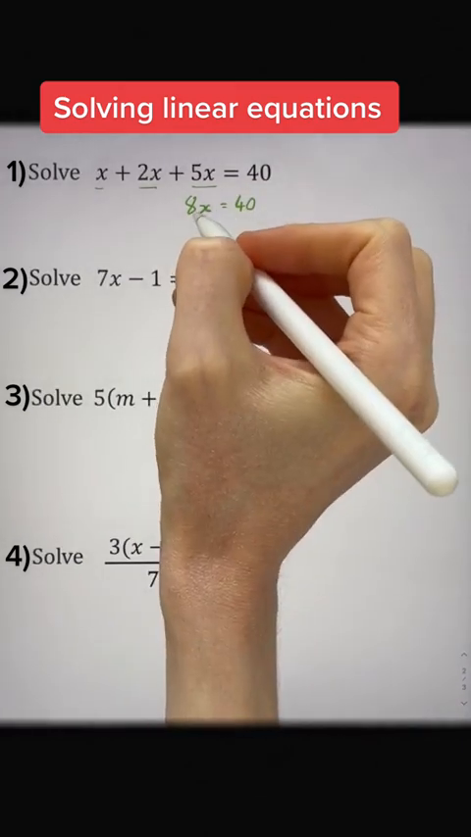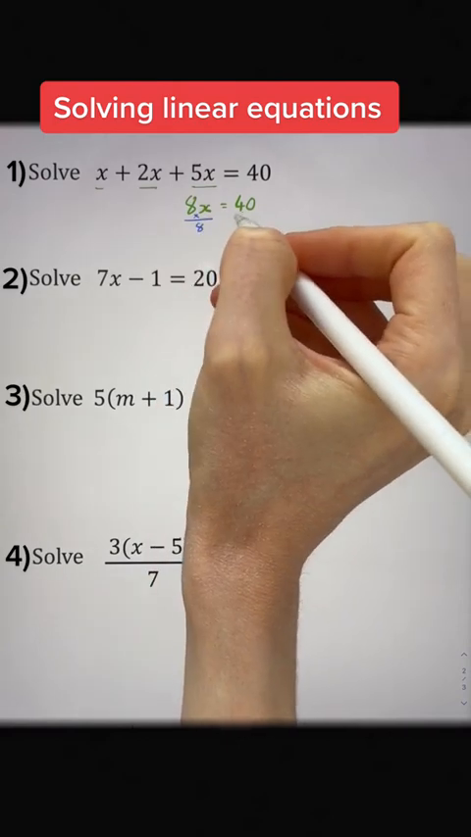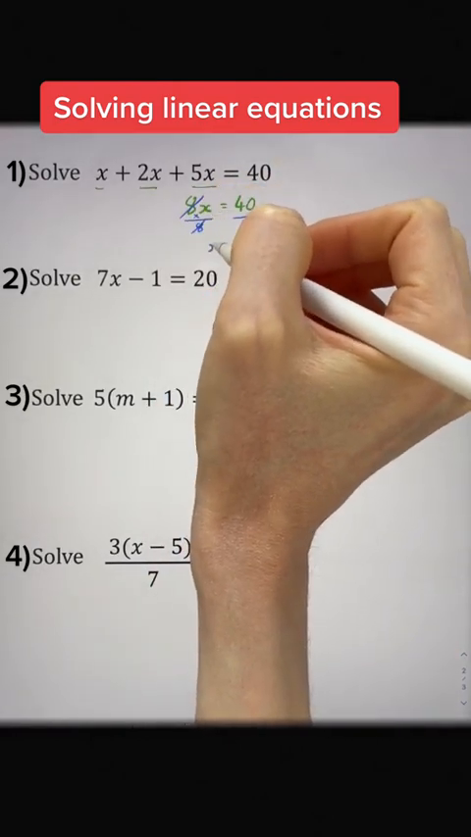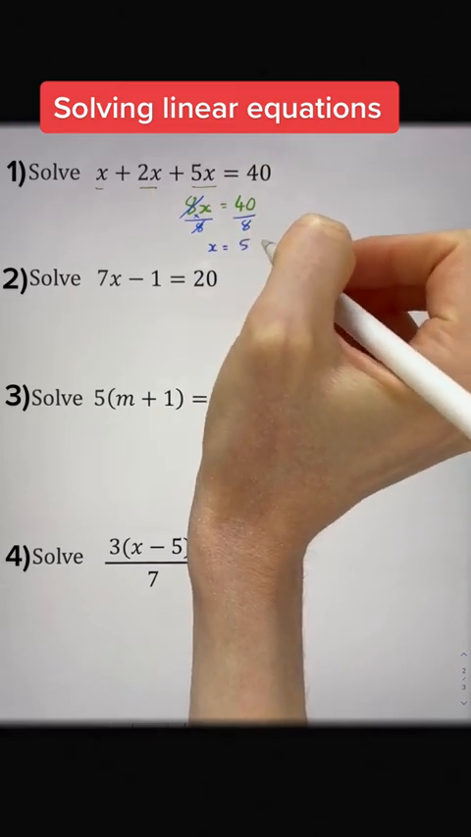8x in algebra means 8 times x. The opposite of multiply by 8 is to divide both sides by 8. Therefore 8 over 8 will cancel to leave us with just x, and 40 divided by 8 gives us 5.